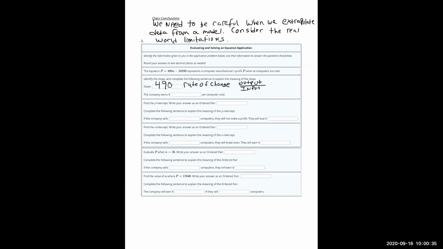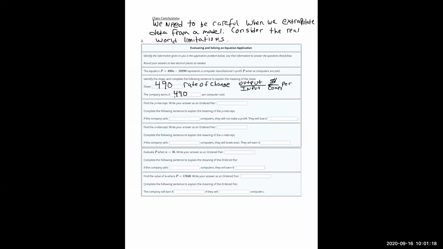Well, let's think about what our output here is. Our output here is the P. What is P? P is our profit. So we're outputting a profit. This little line, we can think of as meaning per. In our input here, what are we putting in? We're putting in N. Our N is computers. So we're making dollars per number of computers. So our slope here tells us that we have $490 per computer. So the company here earns a profit of $490 per computer sold.